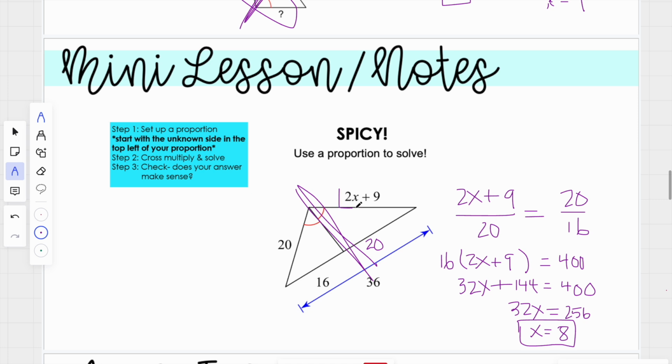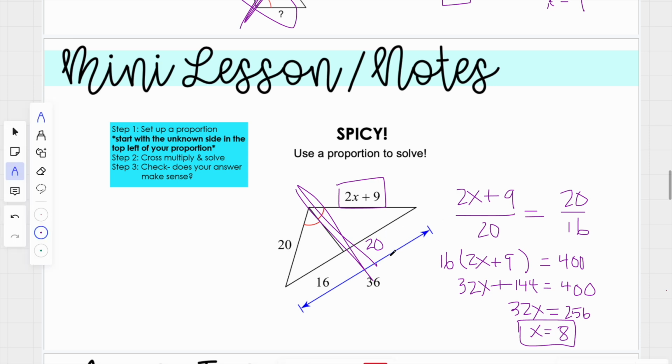Now, what if it asked us to find that side length? Well, then you'd go ahead and substitute that in and get 2 times 8 plus 9, 16 plus 9 is going to give us 25. And we'd be done. Excellent, excellent.